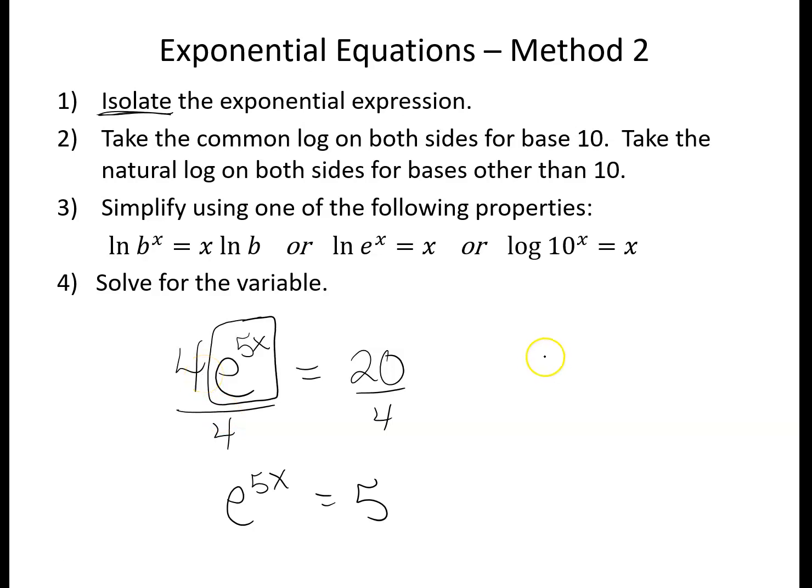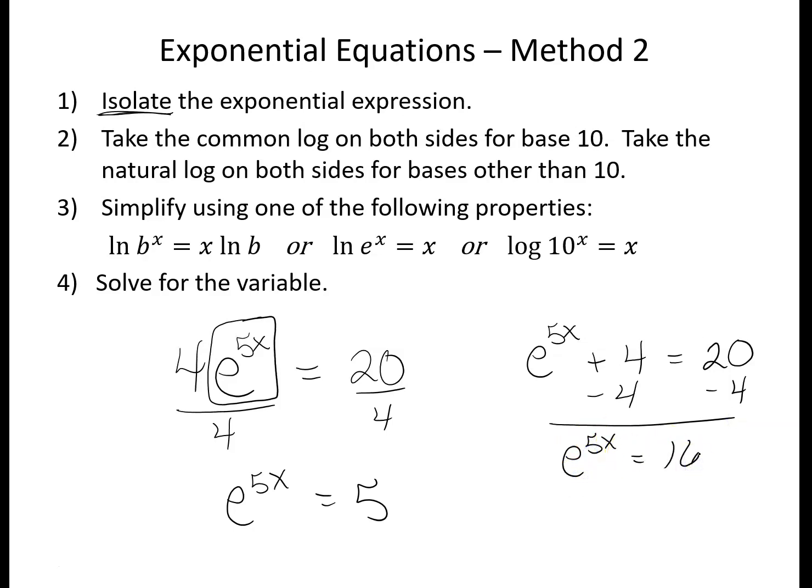Another possibility is maybe, we'll just use that same one, you have something added to it. In that case, to isolate, I would need to subtract the 4 on both sides. And then we would go to step 2 from there. But this is what we're talking about when we say isolate. We might have to divide, we might have to subtract or add, but your goal is to get that base with the exponent by itself.